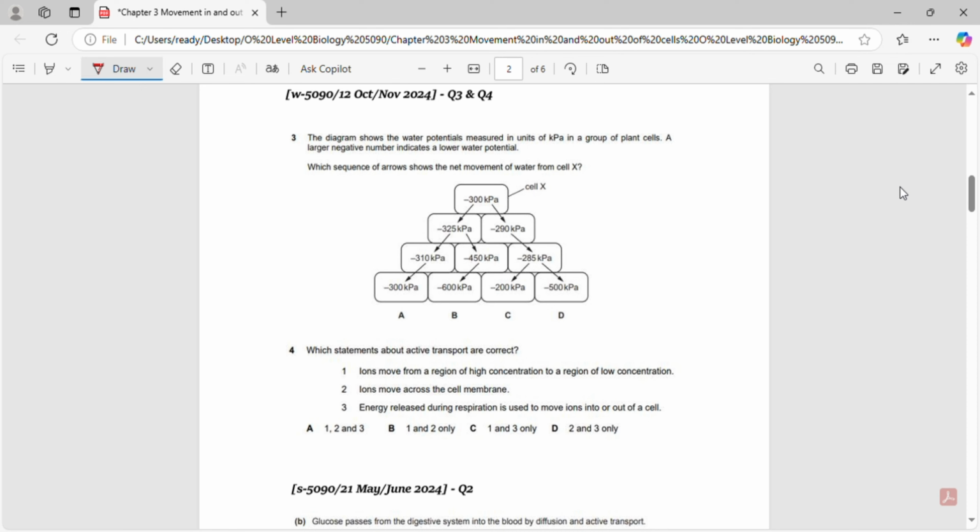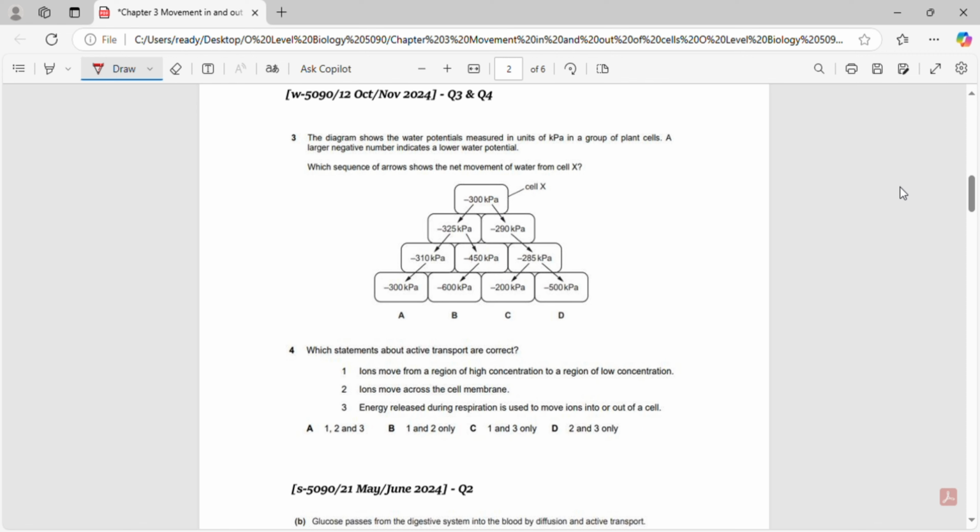In the diagram, cell X has a water potential of negative 300 kilopascals. The two cells located below it have water potentials of negative 325 kilopascals and negative 290 kilopascals. Since water moves toward areas with lower potential, and we have been told that a greater negative number means a lower potential, we can conclude that water will leave cell X and move into the cell with a water potential of negative 325 kilopascals, as it has a lower concentration.